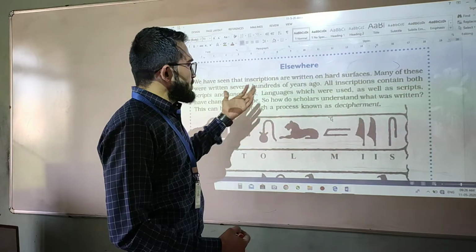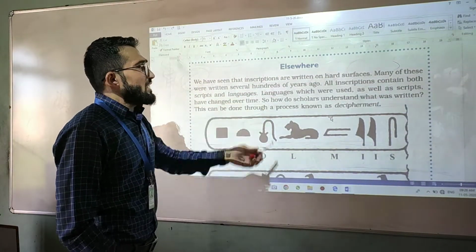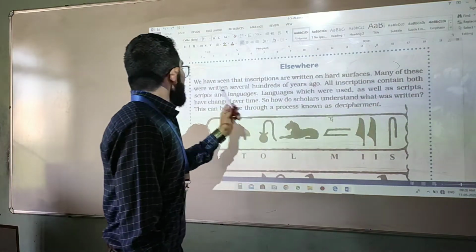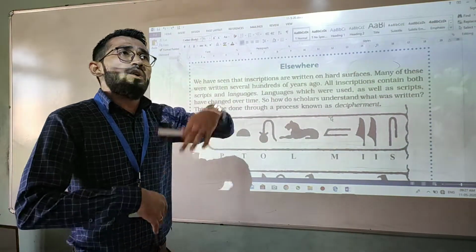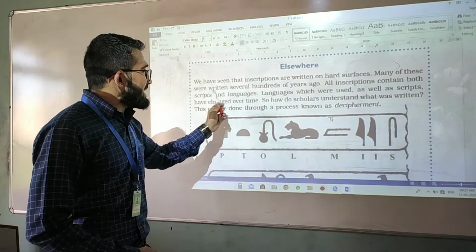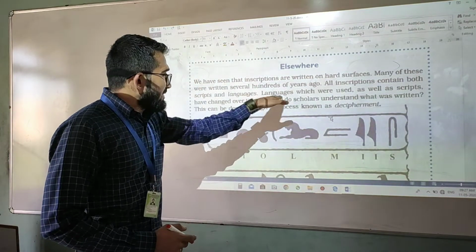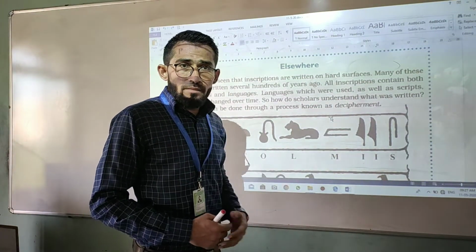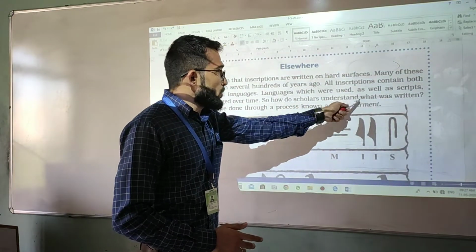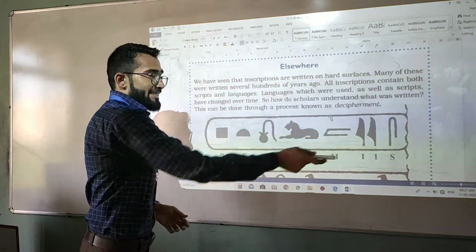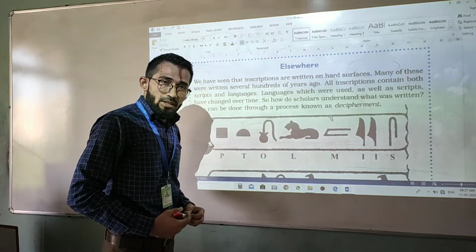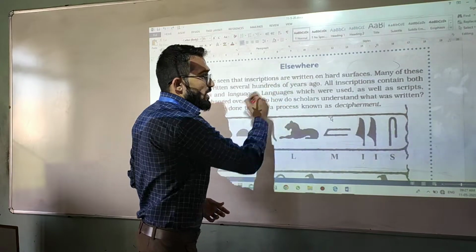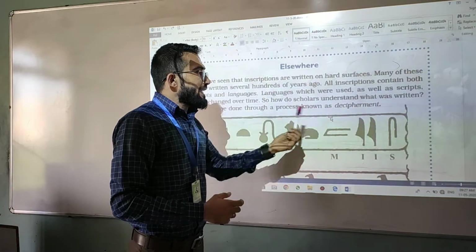Now this portion is just for your knowledge that we have seen that most of the inscriptions were written on hard surfaces that we already know about. Many of these were written several hundred years ago. And inscriptions contain both script and languages. The language, which they used, as well as scripts, have changed over time. So how do the scholars understand what was written? Since the language and script were written long ago but have changed somewhat later, how do the scholars who research and study it know what is written?